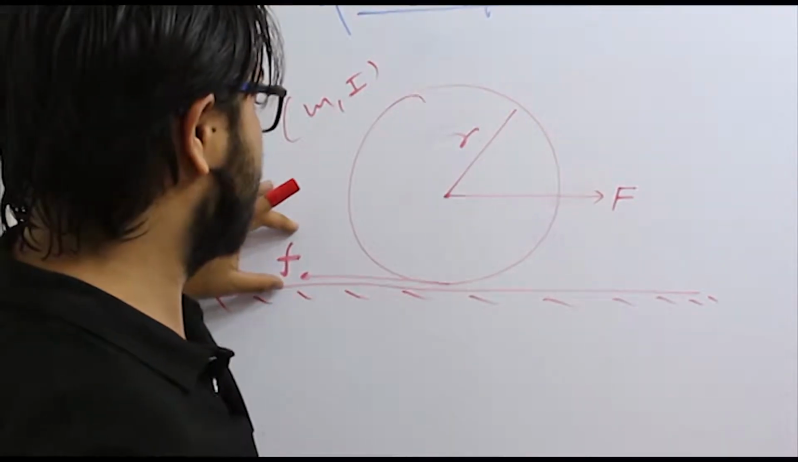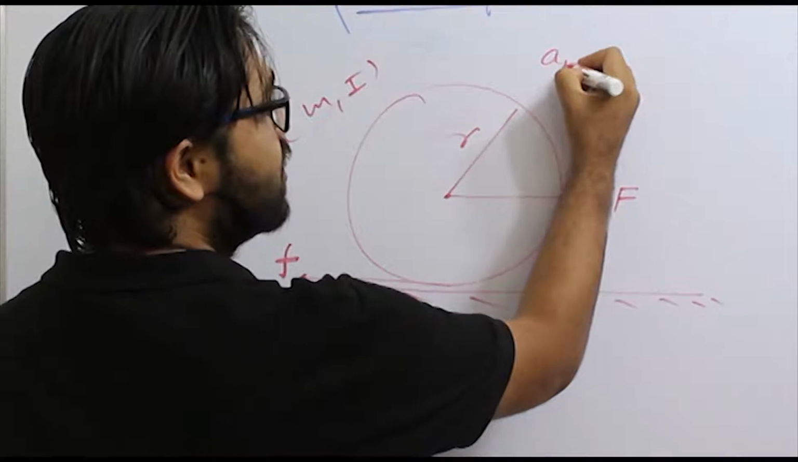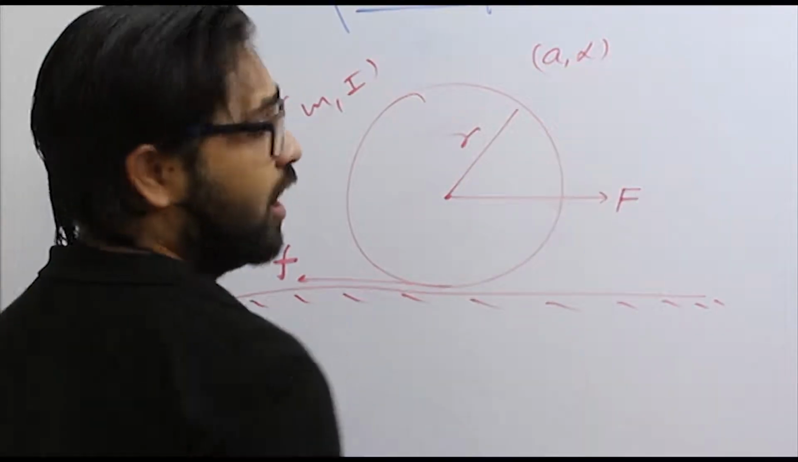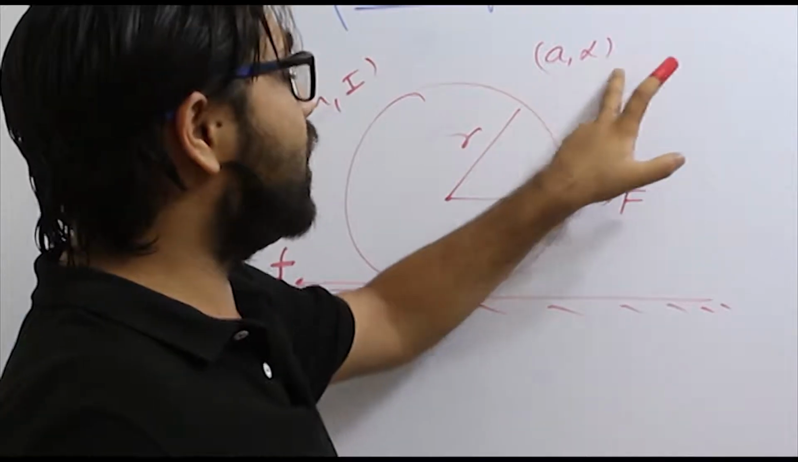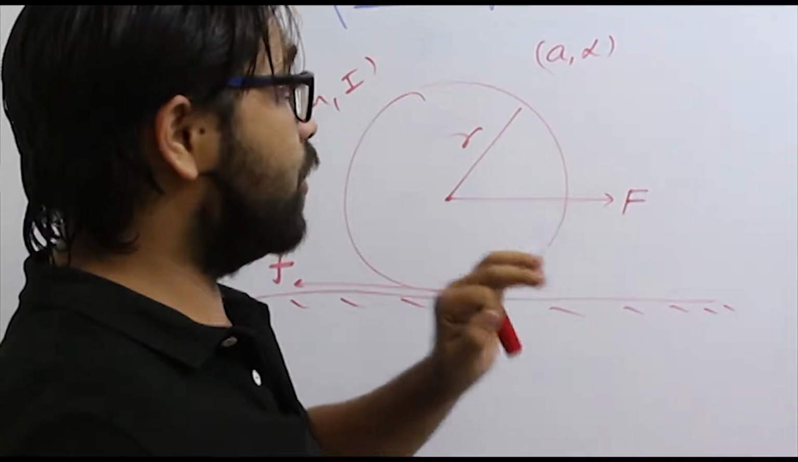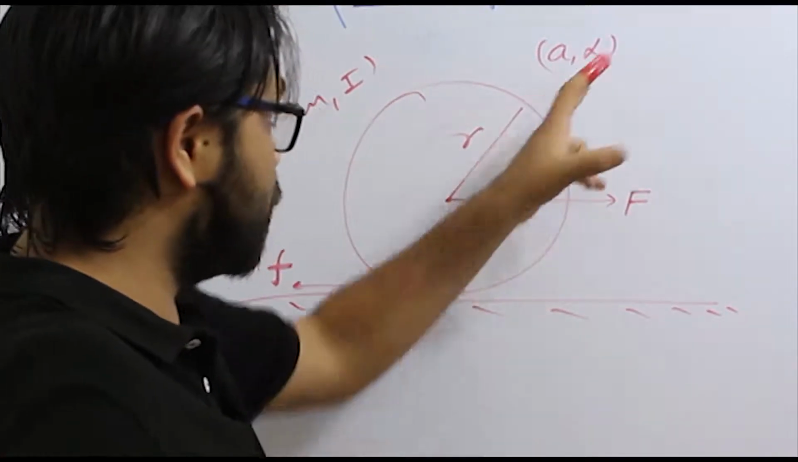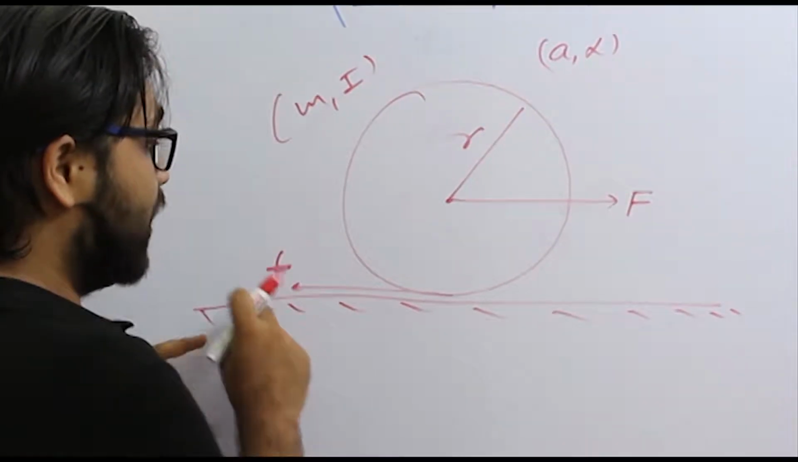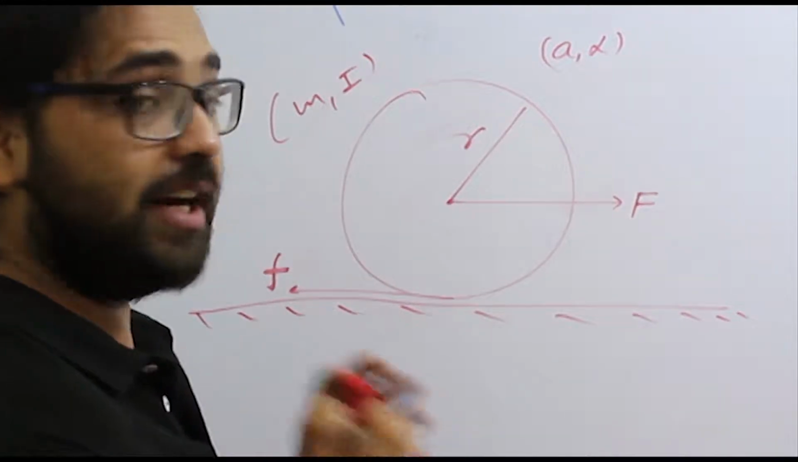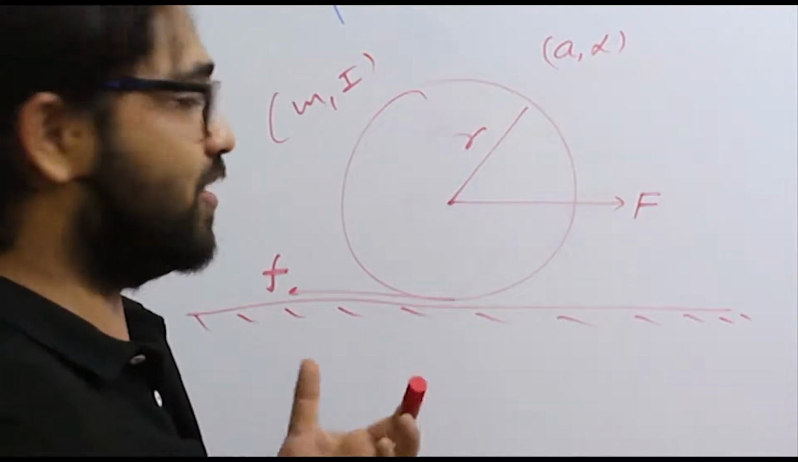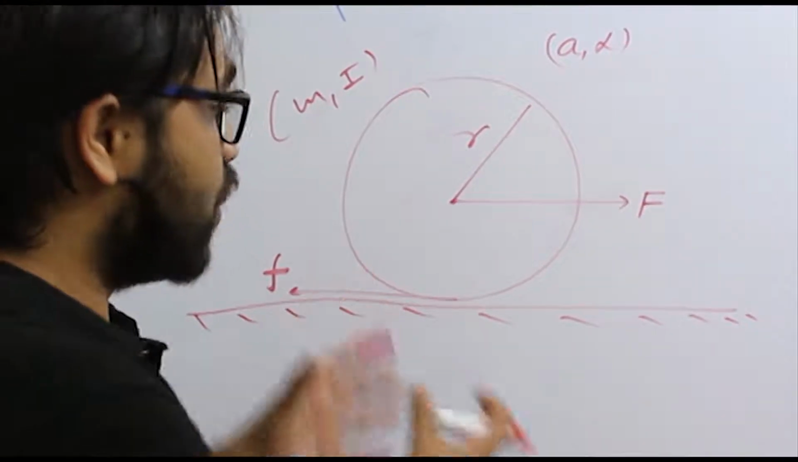I don't know its value, and we have to find its translational acceleration A and angular acceleration alpha. So we already have two variables, right? And two equations must solve two variables, but you understand that since there is one more variable that has come into the picture now, that is friction, we now have three variables and we need three equations. So what is our first strategy? What is our plan when we start solving this problem?